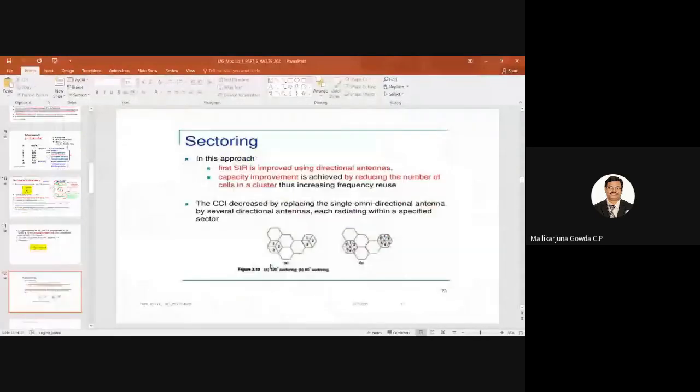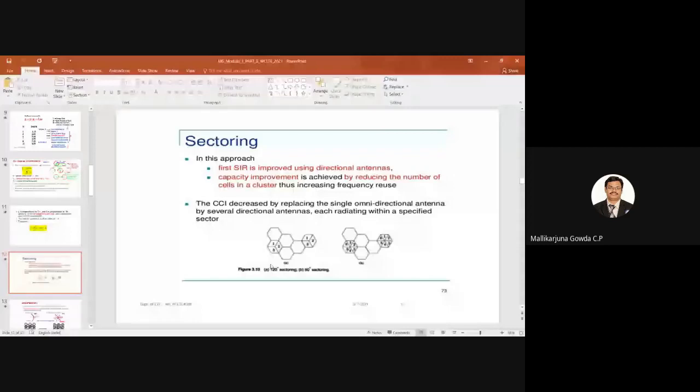So if you don't have any questions, the next thing is sectoring. So why do we go for sectoring, right? As I said in the previous slides, if I use omnidirectional antennas, they will cover the cell in all directions, right? If I use directional antennas, I can still improve the signal to interference ratio. By doing that, I will be able to improve the system capacity. Here there are two ways to do that. One is 120-degree sectoring.